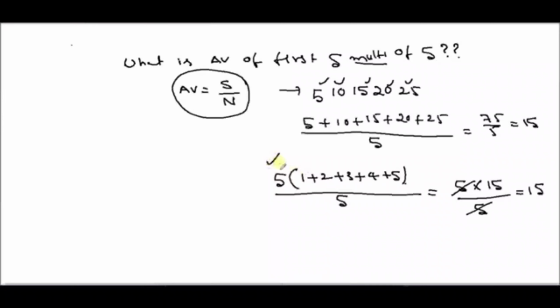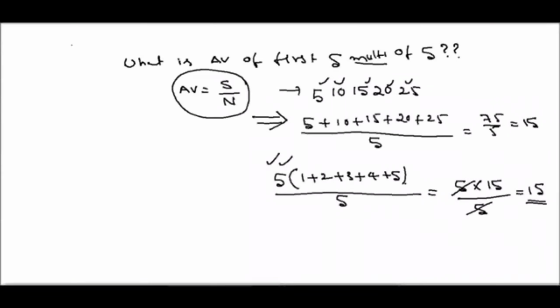Mathematically, simply you can do it in this way. Just for your understanding, I have given it in this way. First 5 multiples of 5, all these are multiples. Add them up. Sum of the items divided by number of the items. So you can do it alternatively in this way. So your answer is going to be 15. Hope you got the idea.